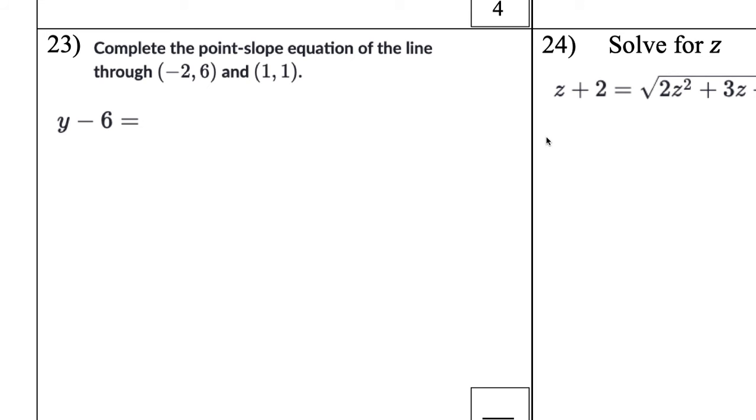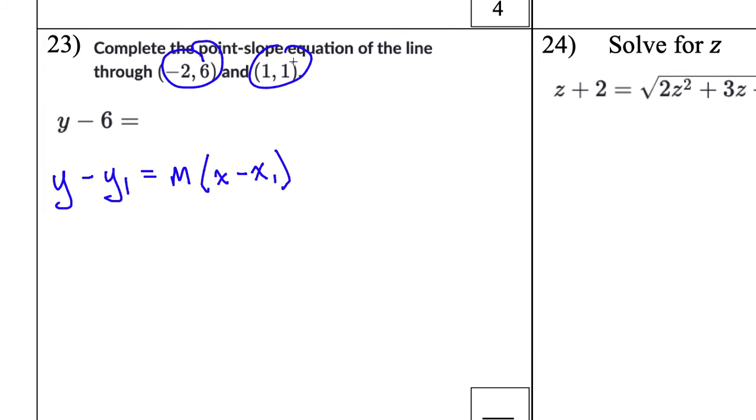Number 23, complete the point slope equation. All right, point slope form in general looks like this: y minus y1 is equal to the slope m times the quantity x minus x1. We already have our y1. Our y1 is 6, so that means we're obviously using this point. We're not using 1, 1 because otherwise the y coordinate would have been 1. This y coordinate is 6. So we know which point we're using. I'll leave that circled. We're using the point -2, 6.